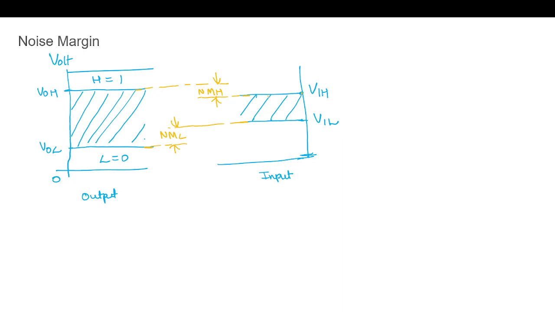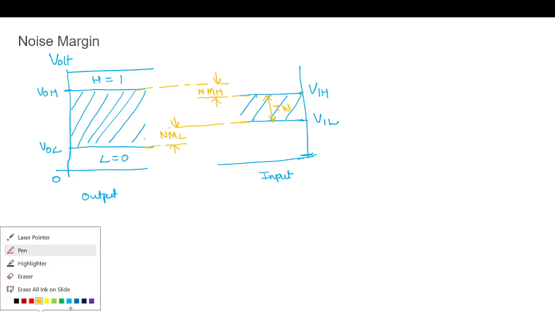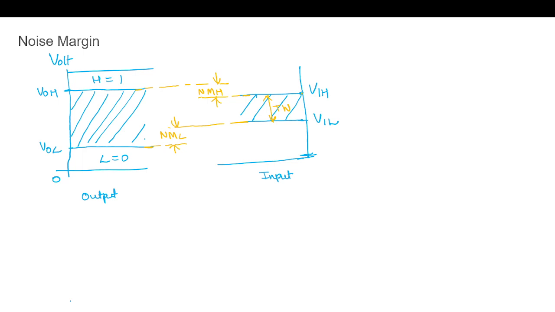And this distance is known as the TW, which is the transition width. So the noise margin low is the difference VIL minus VOL, and the noise margin high is VOH minus VIH.